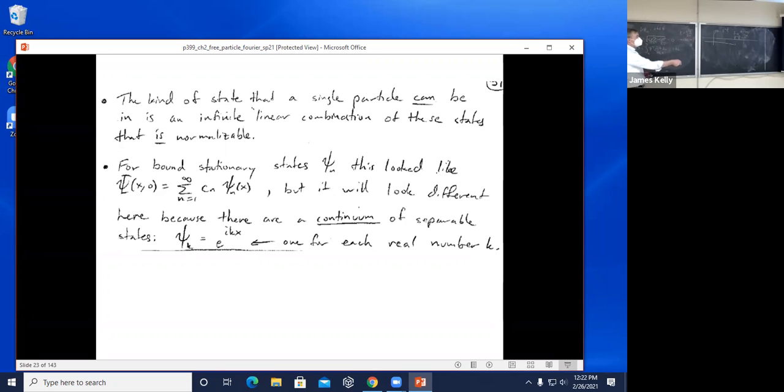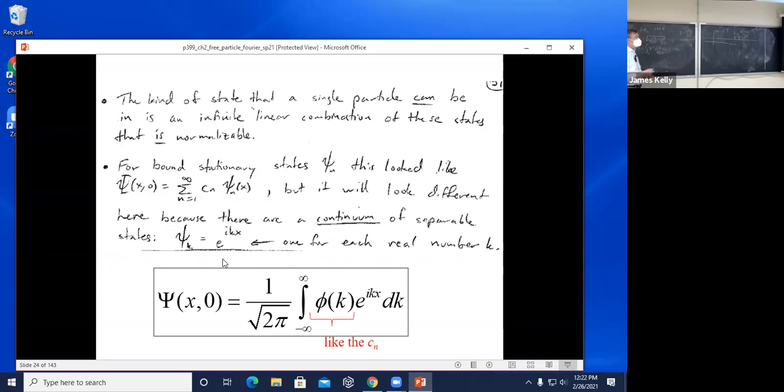Since k is a continuum, unlike n, I can't just sum over n like I did here. If k is continuous, I'm going to need to integrate over k. So we just do the analogous thing with integrals.